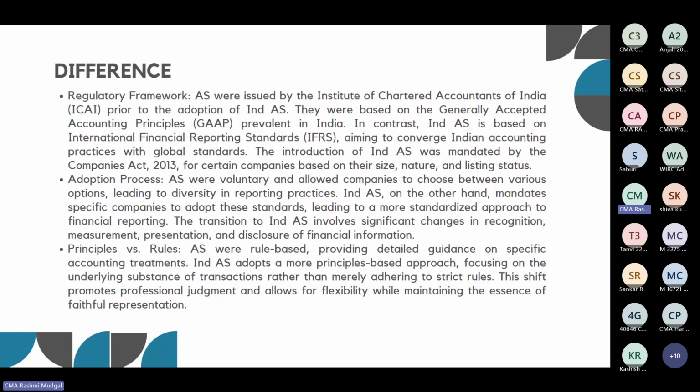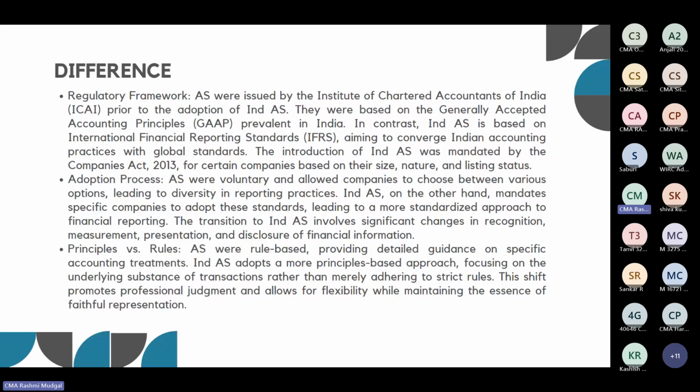What is the difference, firstly in the regulatory framework? AS was issued by the Institute of Chartered Accountants of India prior to the adoption of Ind AS. They were based on generally accepted accounting principles prevalent in India. In contrast, Ind AS is based on the International Financial Reporting Standards (IFRS), aiming to converge Indian accounting principles and practices with the global standard.